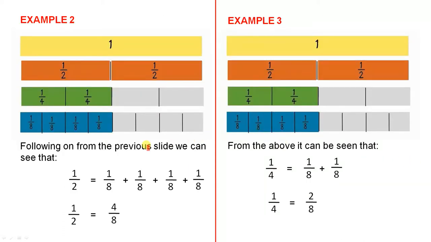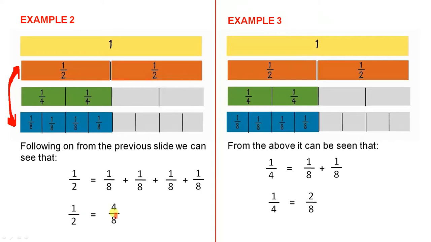Example 2. Following on from the previous slide, we can see that a half equals an eighth plus an eighth plus an eighth plus an eighth. So see that half here, which is the orange one, that's exactly the same as that blue rectangle there. See that? And there are 4 of those eighths there. That's the same as a half. So when you add those together, you get 4 over 8. That shows you that a half equals 4 over 8.